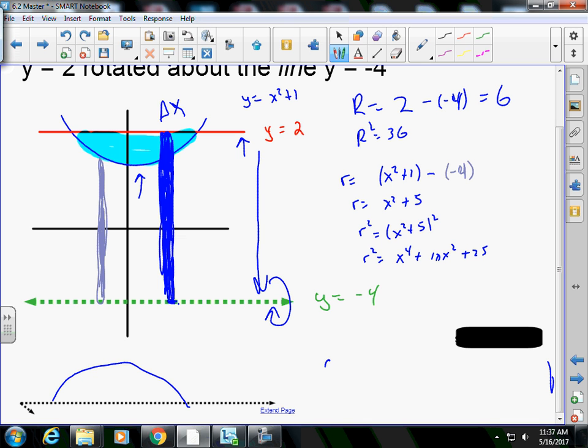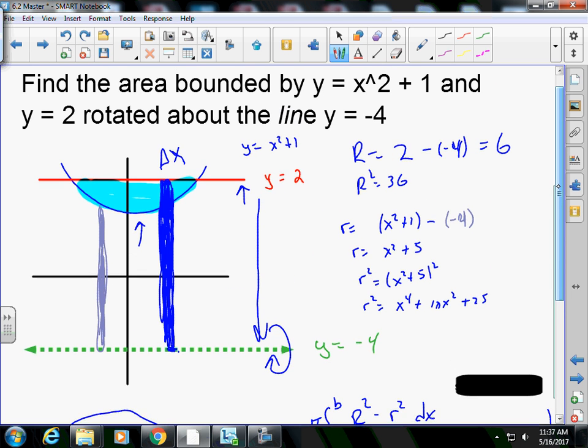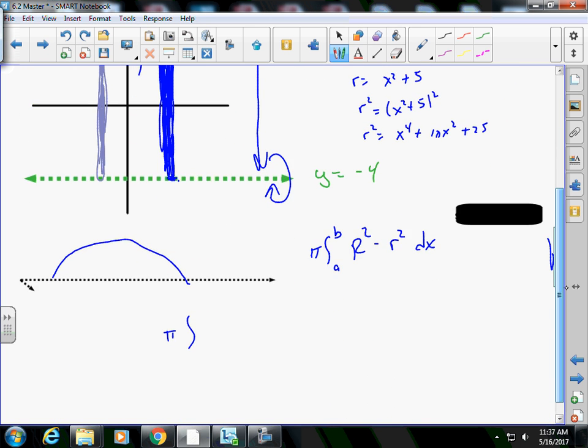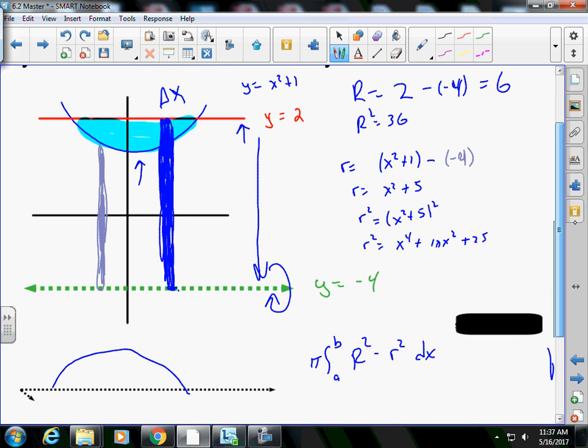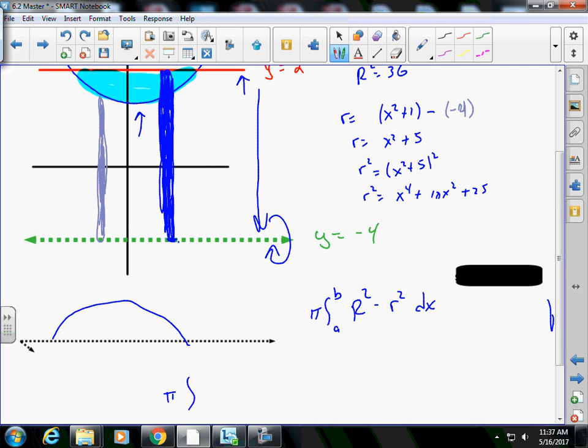Remember, when we're integrating, this is a washer, a to b, pi, big R squared, subtract my little r squared, and this is going to be in terms of x. So I have pi. We said we're ranging, right? Our x's are going from 0 to, oh, we didn't find it, did we? I guess we need to find that. Hopefully you figured it out. It should go from 0 to 1.